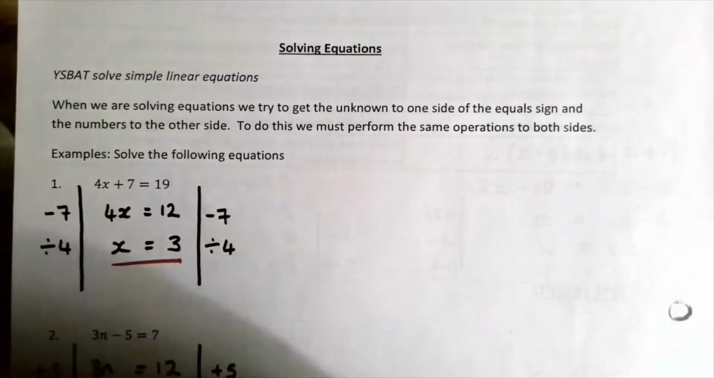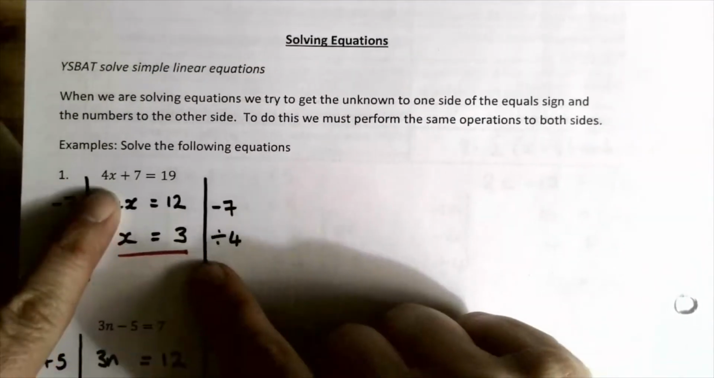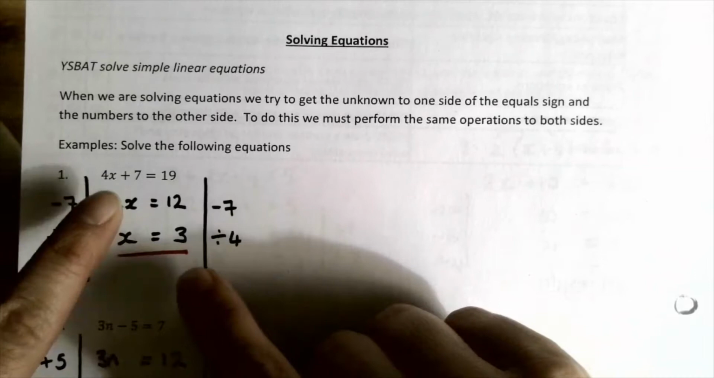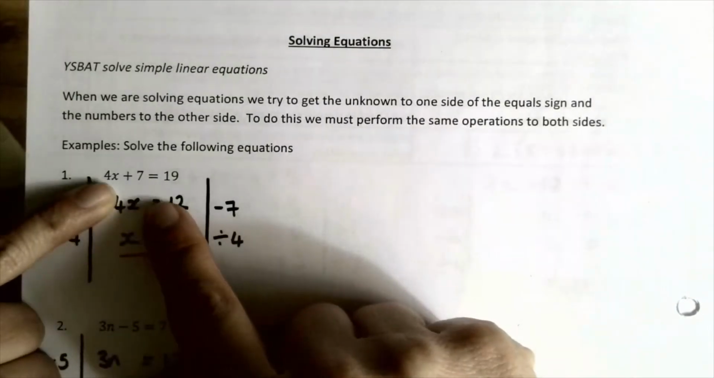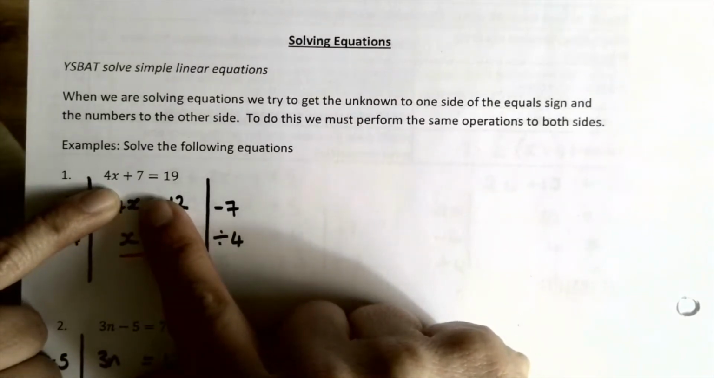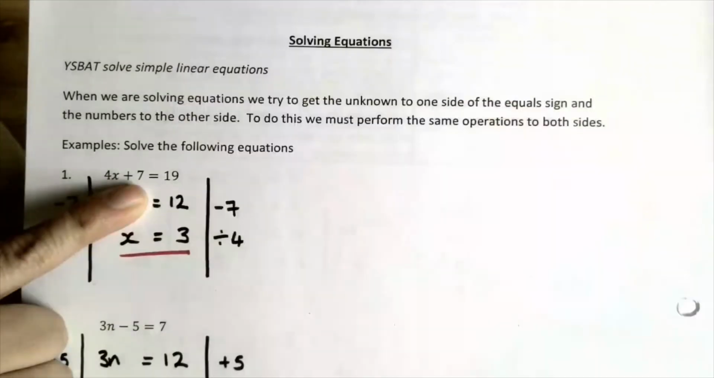Now remember, whenever you're solving an equation, it means that you have to find what the value is of the unknown. Now the unknown will always just be a letter, and the majority of the time that letter is x. So if you're asked to solve, that means you have to figure out what the value of the x is, or whatever letter that the question is using. Okay, so in this first one here we had 4x plus 7 equals 19.